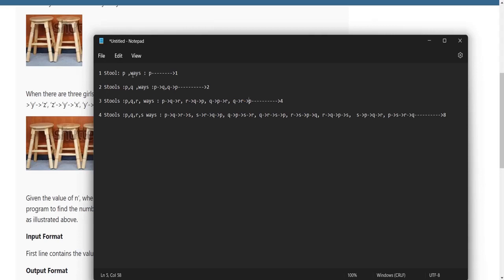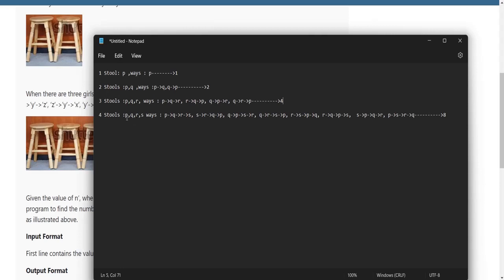So here we can see that if there was only one stool, the number of ways was 1. If there were two stools, the number of ways was 2. And if there were three stools, the number of ways to put these milk pots is 4. So now let's consider if we have 4 stools.